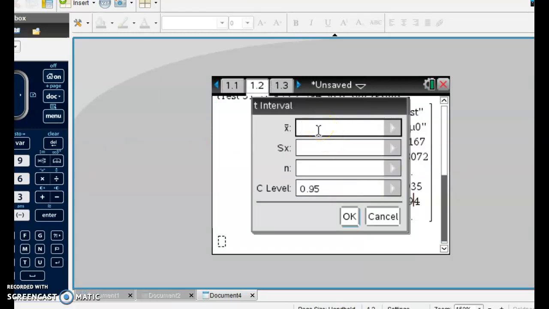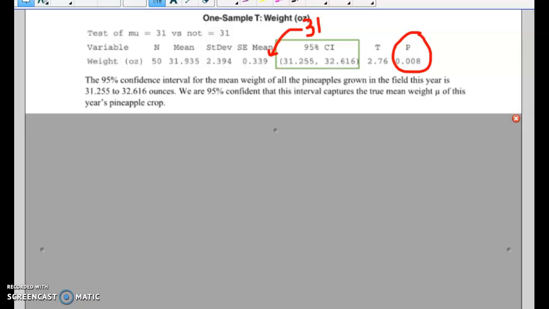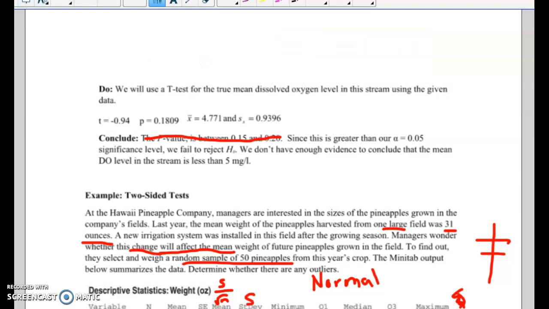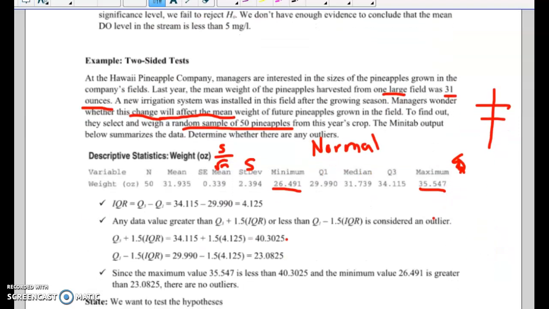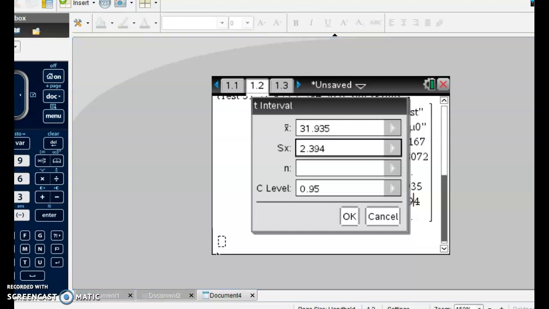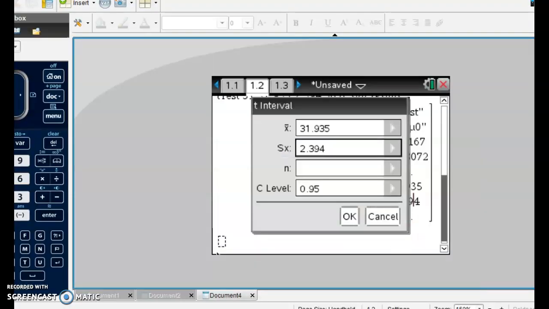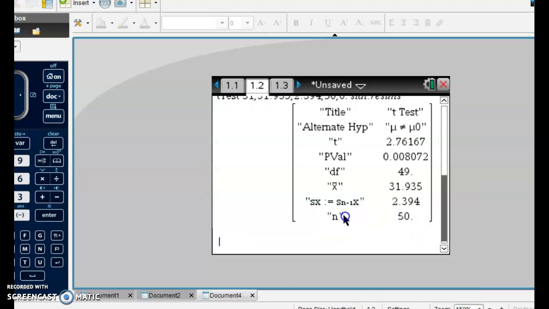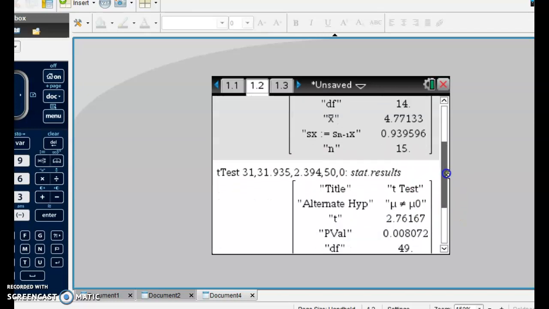We had stats. I have to go back and look at all the information. The x-bar here, I think, was 31.935. Standard deviation was 2.394. Let me double check. The n was 50, and we're going to do a 90%. I could have gotten that same confidence interval this way.